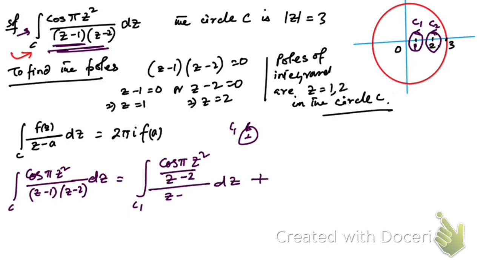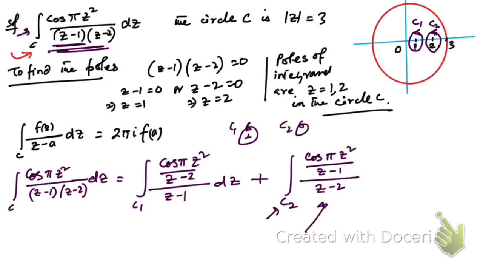Then again we integrate this along C2 as well, cos pi z square by z minus 1, now divided by z minus 2. As the circle C2 encloses the point 2, hope you have understood this. And for this first case, this one is going to be the f of z, and this one is going to be z minus a, right?